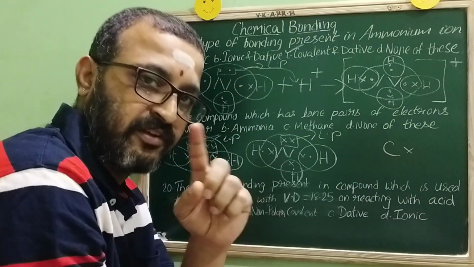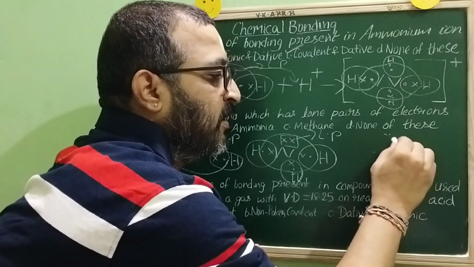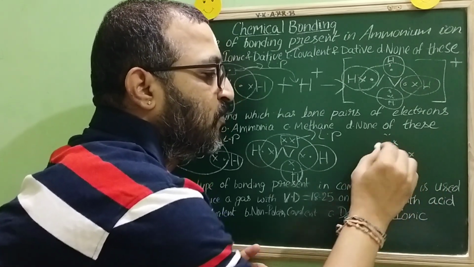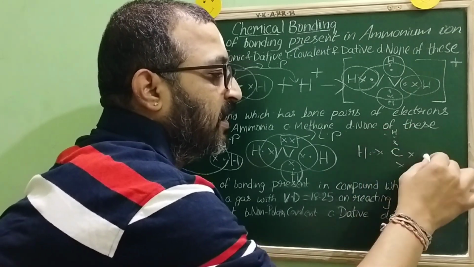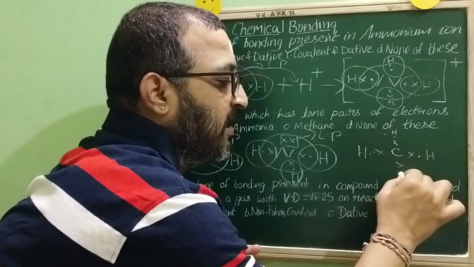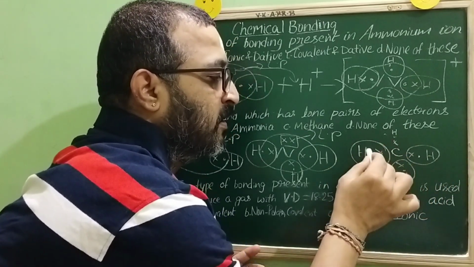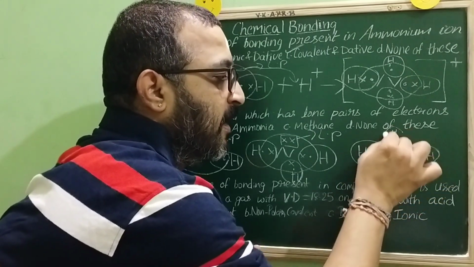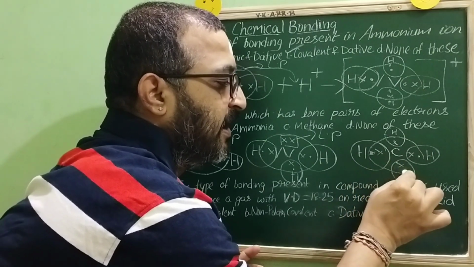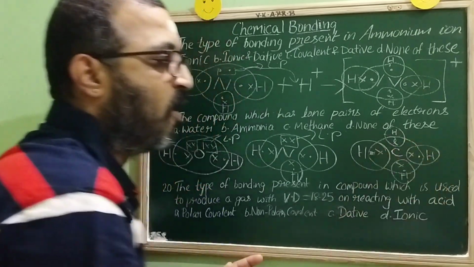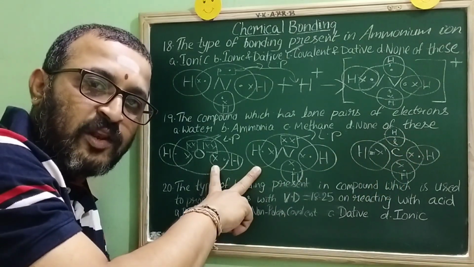Then what about methane? Carbon electronic configuration is 2, 4. It has 4 electrons in the outermost shell, right? So 1, 2, 3, 4. Hydrogen, its electron, hydrogen, its electron, hydrogen, its electron, hydrogen, its electron. Duplet, duplet, duplet, and duplet, and the carbon atom in the center has attained what, children? Octet.